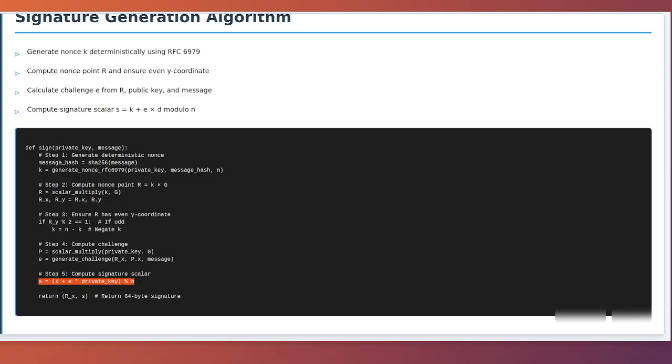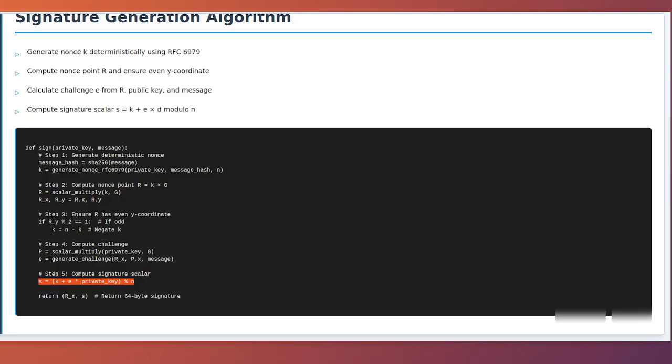The term K is the nonce that provides randomness and prevents various attacks. By adding them modulo n, we get a scalar that simultaneously proves we know the private key D and that we generated a fresh random commitment R. The modular arithmetic ensures that S is always in the valid range from 0 to n-1.